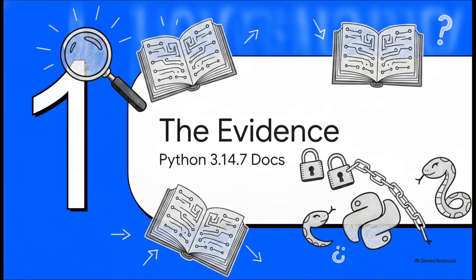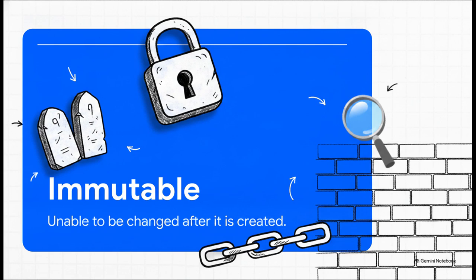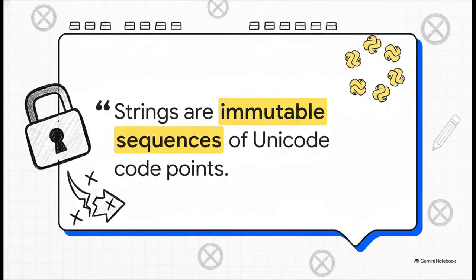All right, let's look at part 1, the evidence, where we investigate the Python 3.14.7 documentation. If you look in the official documentation under sequence types, you're going to find a really important computer science vocabulary word, immutable. Now, immutable simply means unable to be changed after it is created. It basically means it's set in stone, locked, totally permanent. And here is the absolute smoking gun pulled directly from the Python documentation. It reads, strings are immutable sequences of Unicode code points. There is also no mutable string type.